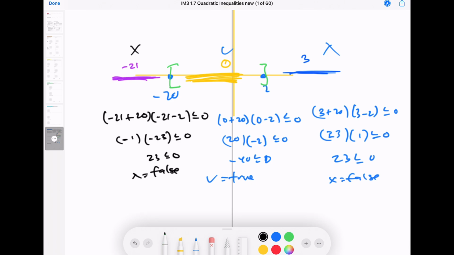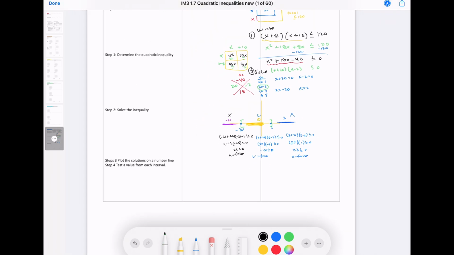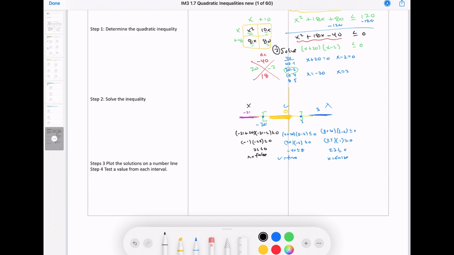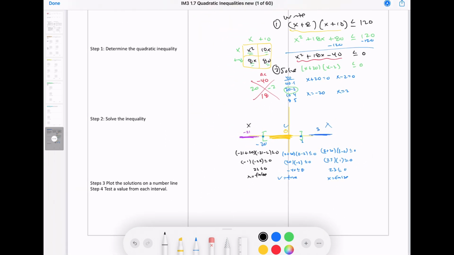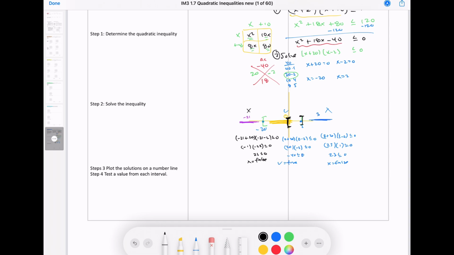But remember, x, or the numbers I have, don't match that. We can't have a negative increase, so you would start here at 0. So our answer would be from 0 to 2.